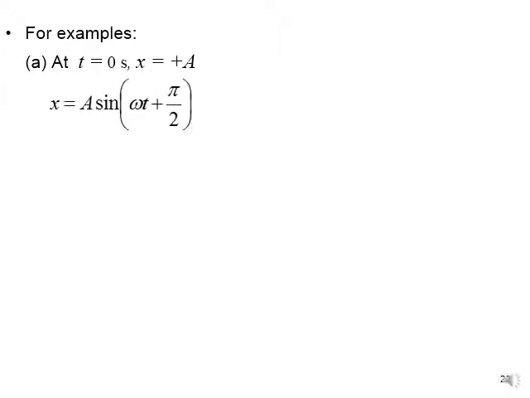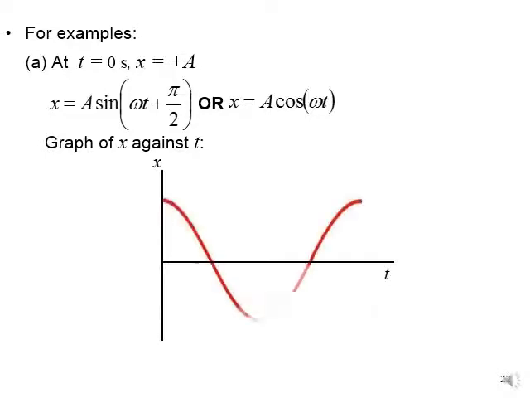Another example for graph displacement against time is at t equal to 0, x is not at equilibrium position but starts at positive A direction. So, the new expression is x equal to A sin(omega t plus pi over 2) or x equal to A cos omega t. Hence, the shape of the graph for x becomes a positive cosine graph.